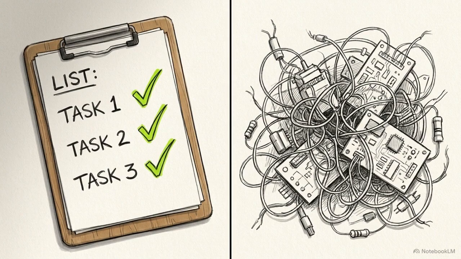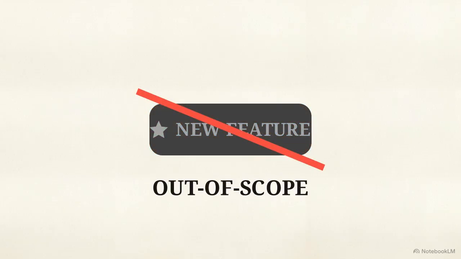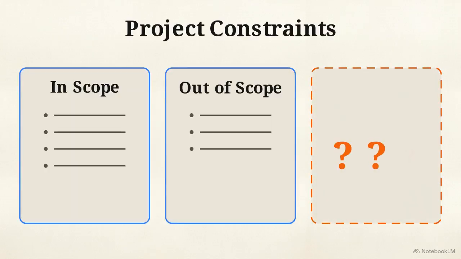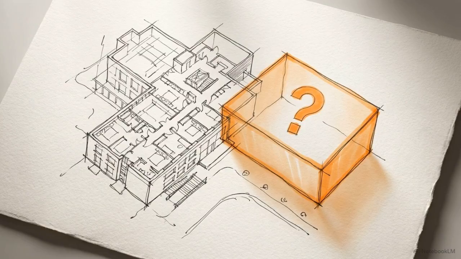The final boundary zone is the unknown. These are your assumptions. An assumption is a project variable that you believe to be true but haven't actually confirmed with the client or user. Making assumptions is a normal part of development. The fatal error is keeping those assumptions hidden in your head instead of writing them down.